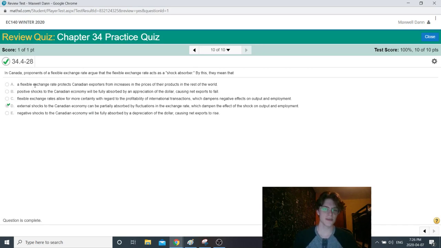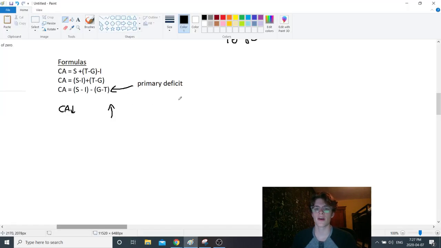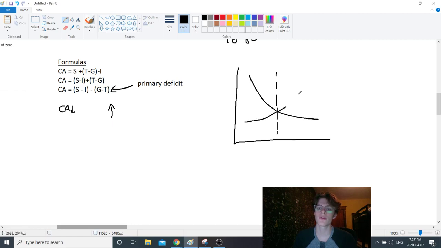And then this one here is pretty important. In Canada, proponents of the flexible exchange rate argue that the flexible exchange rate acts as a shock absorber. What do we mean by that? Let's consider an external shock to the Canadian economy. Let's say aggregate demand falls. So we have our potential output, AD and AS, and for whatever reason, aggregate demand falls.